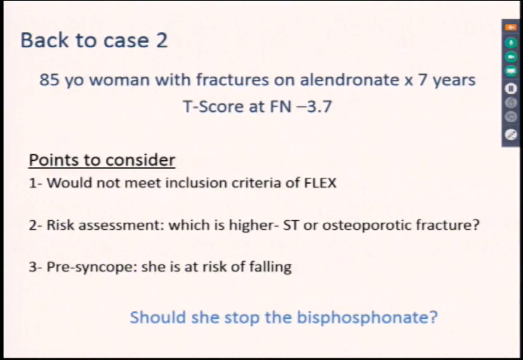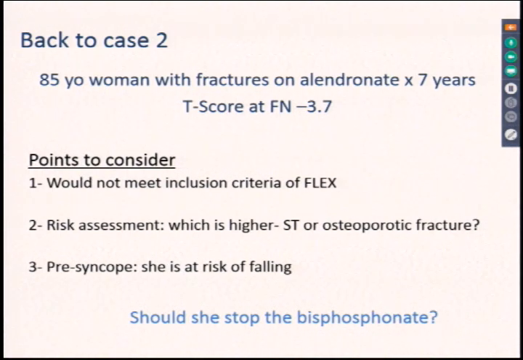So back to my older lady. 85-year-old with fractures. She's been on Alendronate for, in my previous slide I said 6 years. Here I'm saying 7 years. So 6 to 7 years. At this time, she has a T-score at the femoral neck of minus 3.7. So to start with, she wouldn't have met the inclusion criteria in the FLEX study. If she was in that study, they would have excluded her because they excluded people with a T-score of below minus 3. So she's already kind of in that, what they defined in the FLEX trial as a high risk.